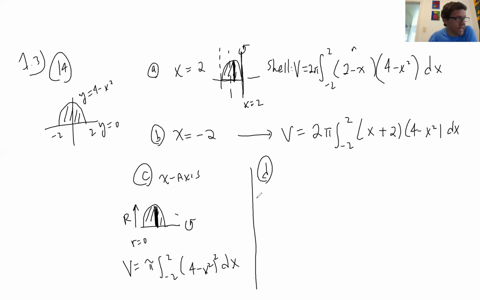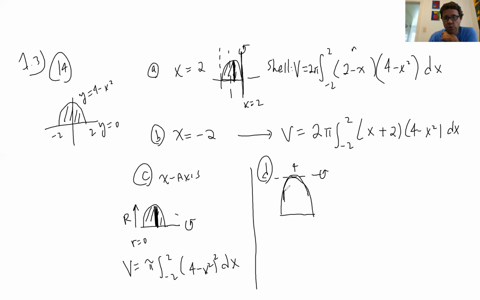For part D, it now says, let's move it to where? y equals 4. Yeah, so this is where it gets a little bit trickier. Maybe I'll draw it even bigger just for emphasis. You want to revolve it around y equals 4.